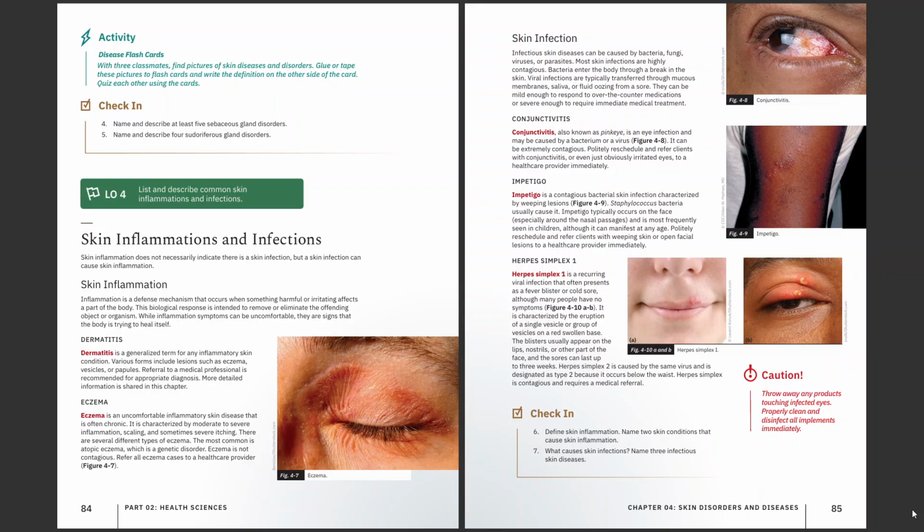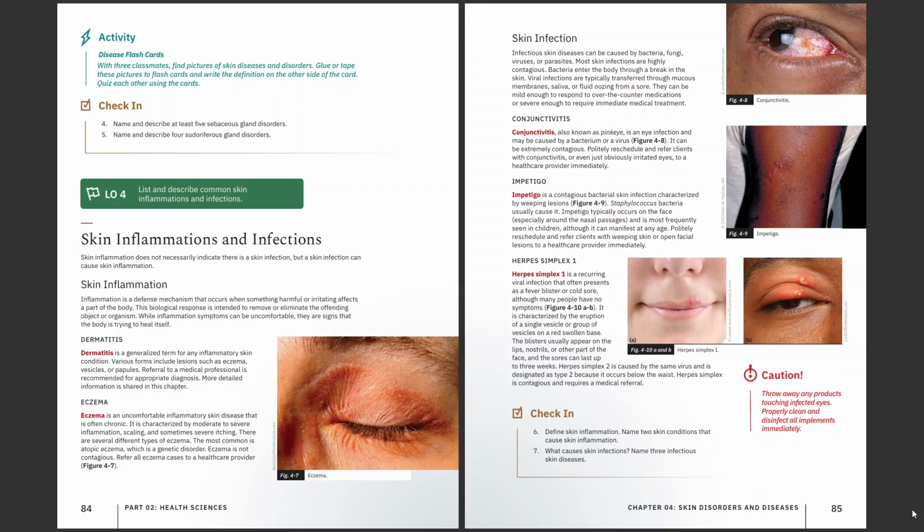Eczema. Eczema is an uncomfortable inflammatory skin disease that is often chronic. It is characterized by moderate to severe inflammation, scaling, and sometimes severe itching. There are several different types of eczema. The most common is atopic eczema, which is a genetic disorder. Eczema is not contagious. Refer all eczema cases to a healthcare provider. Figure 4-7 shows eczema.